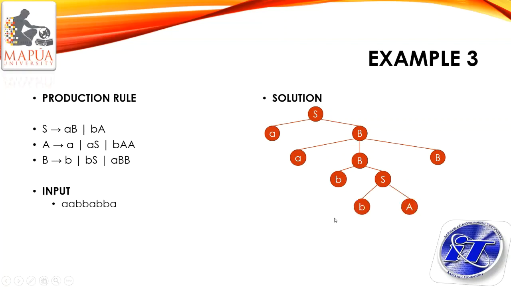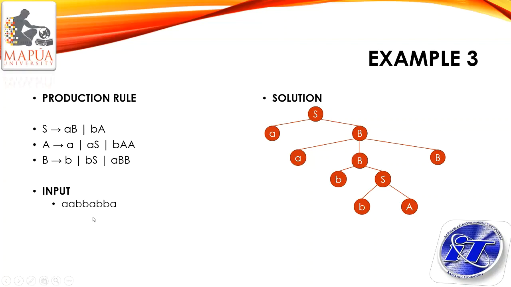It will be BA. Okay, why BA? Because the fourth symbol is B. The second option contains B, not the first. So therefore, we're going to use the second option for S. And then for A, let's check.